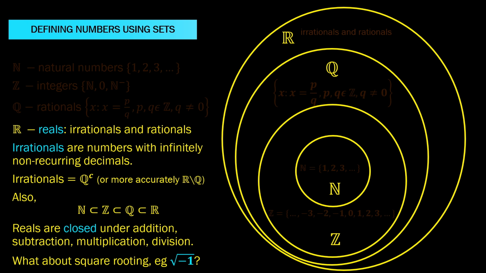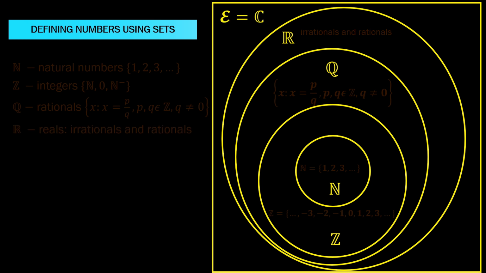What about square rooting? For example, what if we consider square root of -1? This would now be the universal set, or this square root of -1 would be included in the universal set and is denoted by this special letter C for complex numbers.